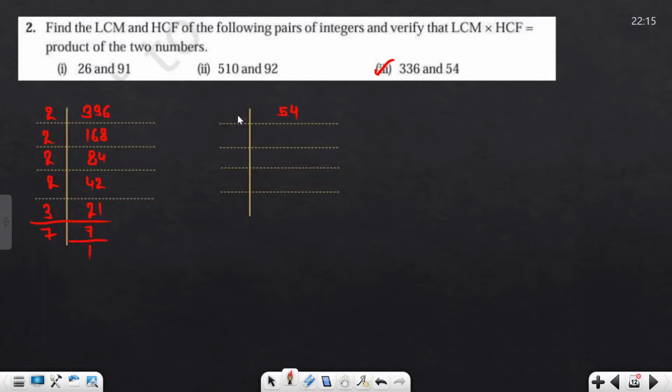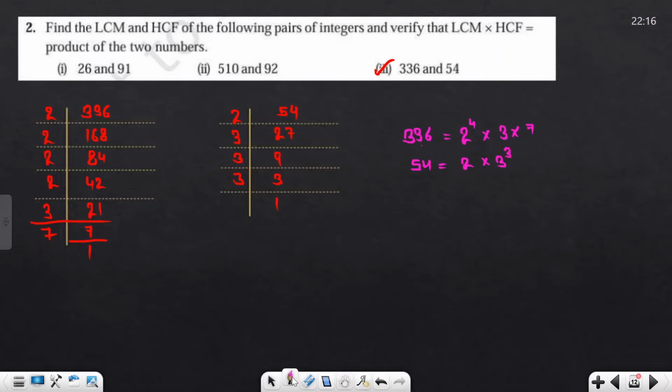So 1. Now 54 divided by 2, what do we get? 27. 27 divided by 3 is 9. 9 divided by 3 is 3. 3 divided by 3 is 1. Okay, we get the factors of 336: 2 four times, and 1 time 3 and 7. 54 factor is 2 into 3 three times.